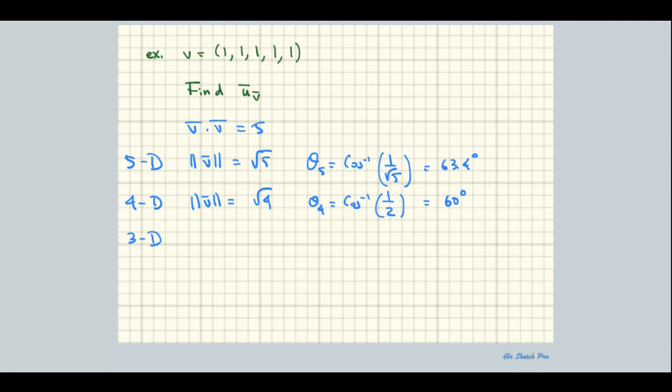Okay, let's try the 3D corner box. The length is going to be √3, and the angle is arc cosine of 1/√3. What's that? .7 sounds right to me. 54.7 degrees. There we go.